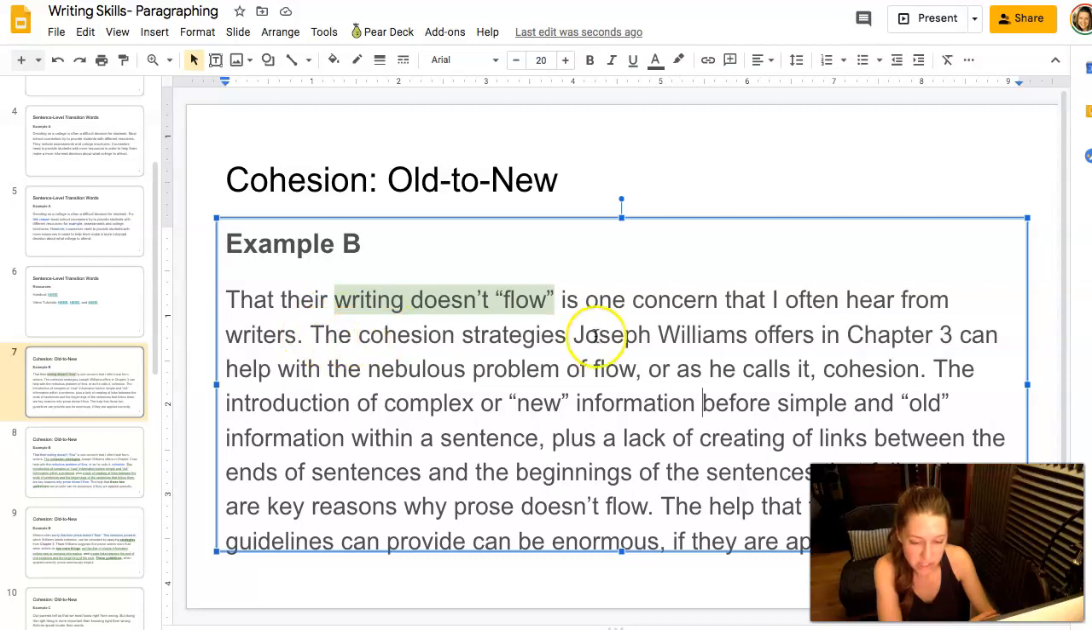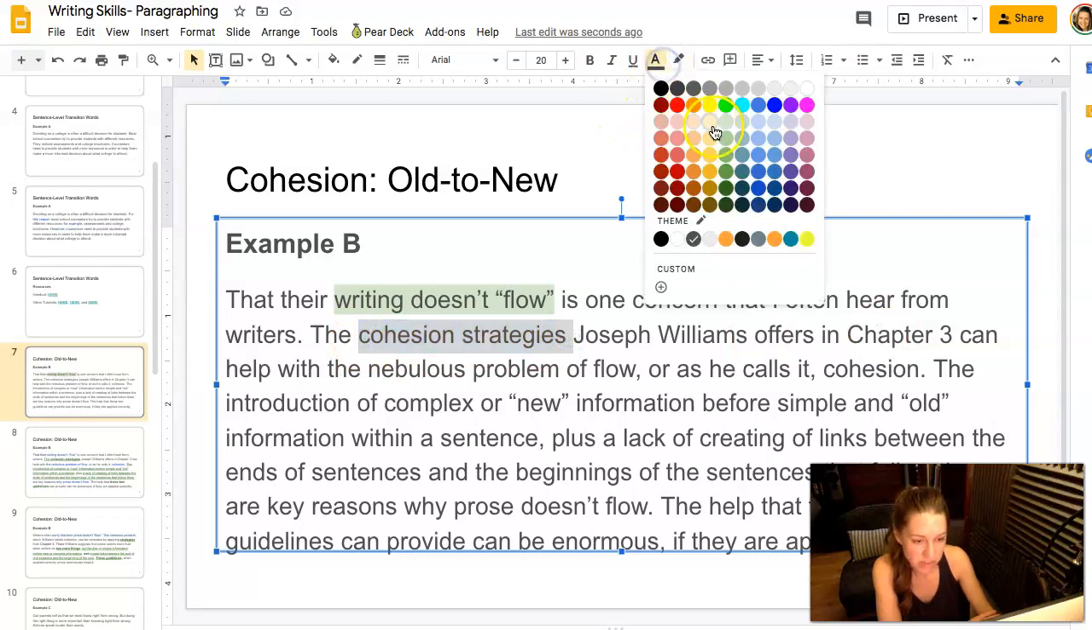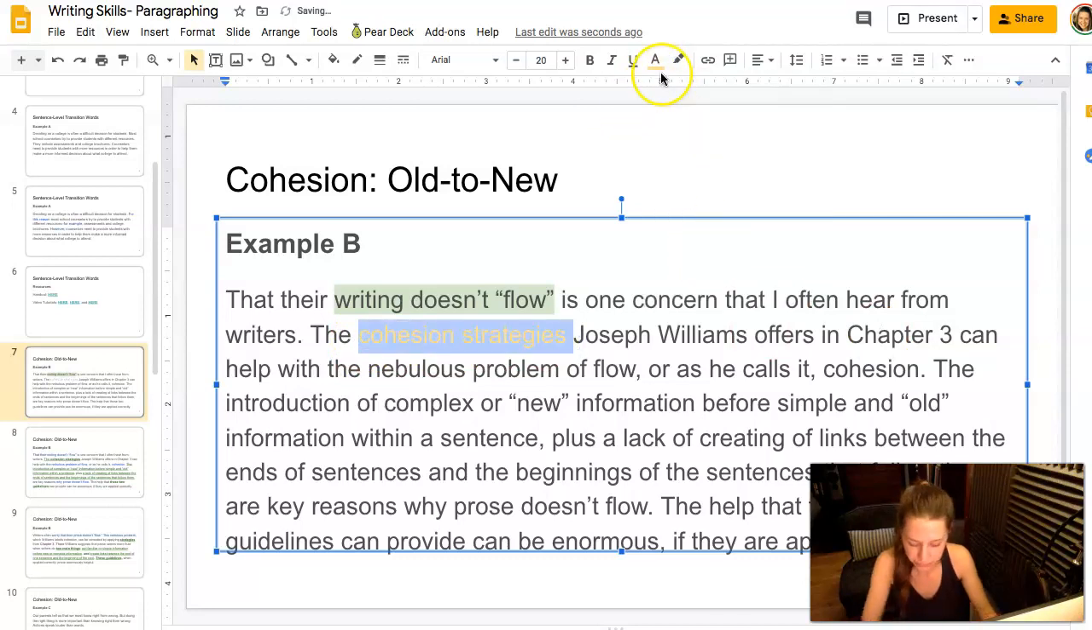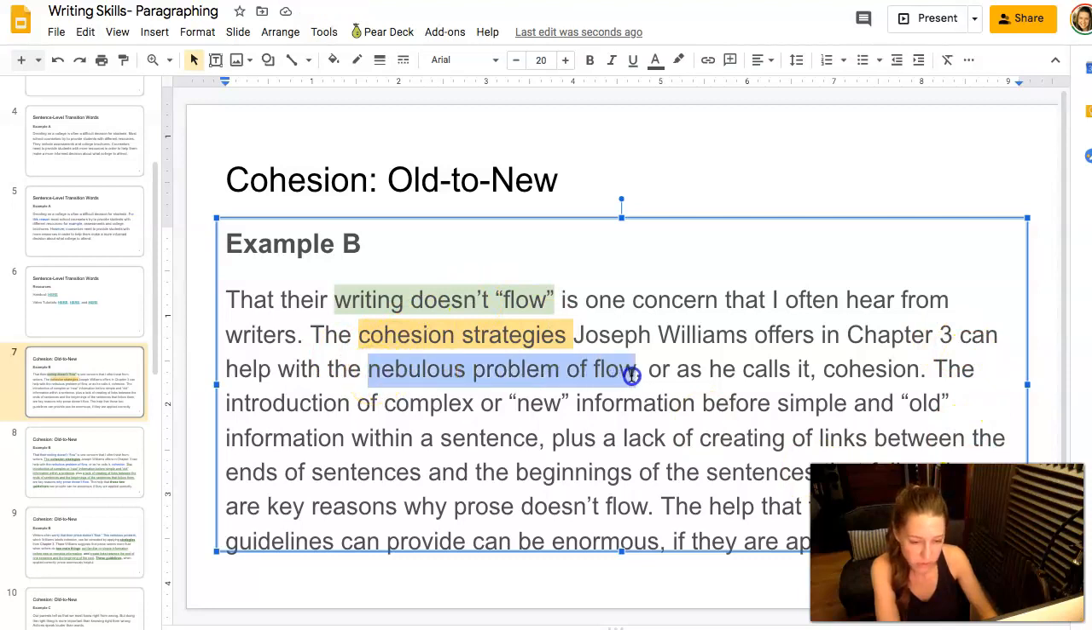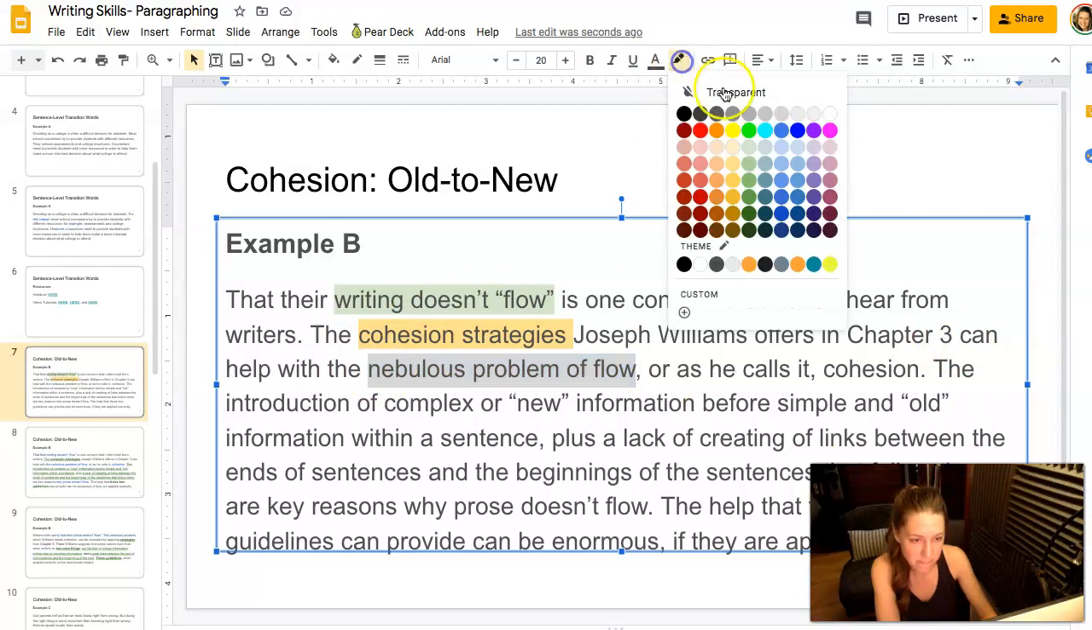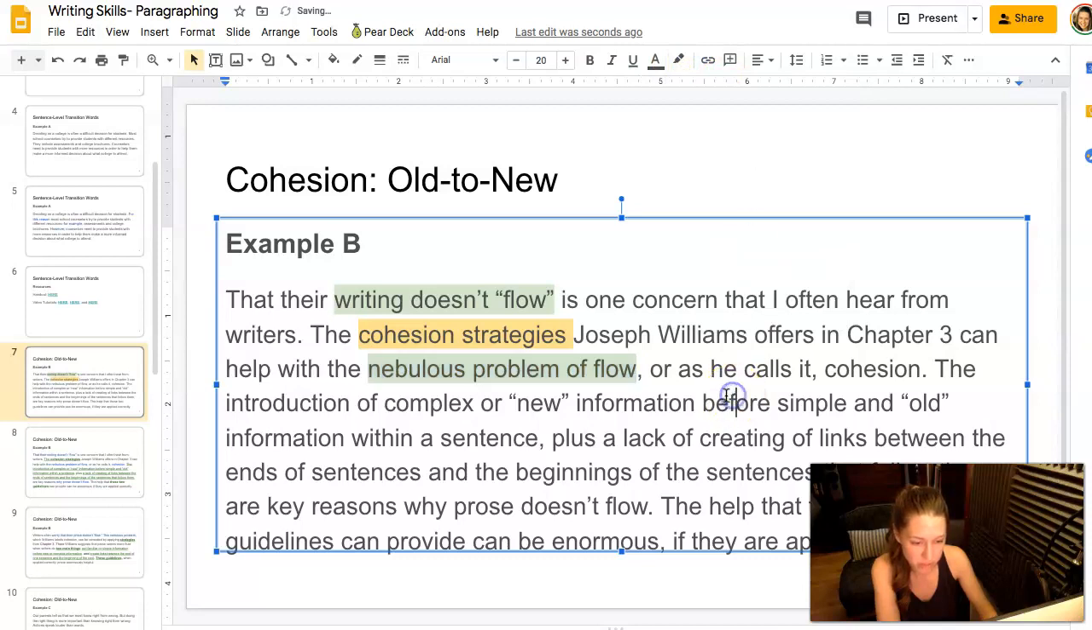Now we've got the cohesion strategies offered in chapter 3, so I'm going to highlight. We've got flow, we've got strategies. The ones in chapter 3 can help with the nebulous problem of flow. So this is back to that same idea, the nebulous problem of flow. Or as he calls it, cohesion. So cohesion is just another name for flow. We're essentially still talking about the same idea.